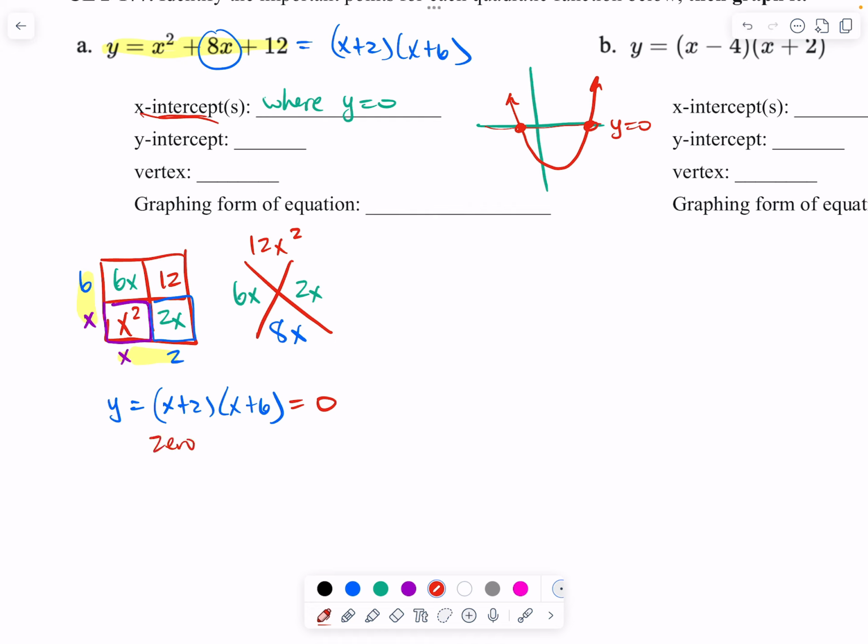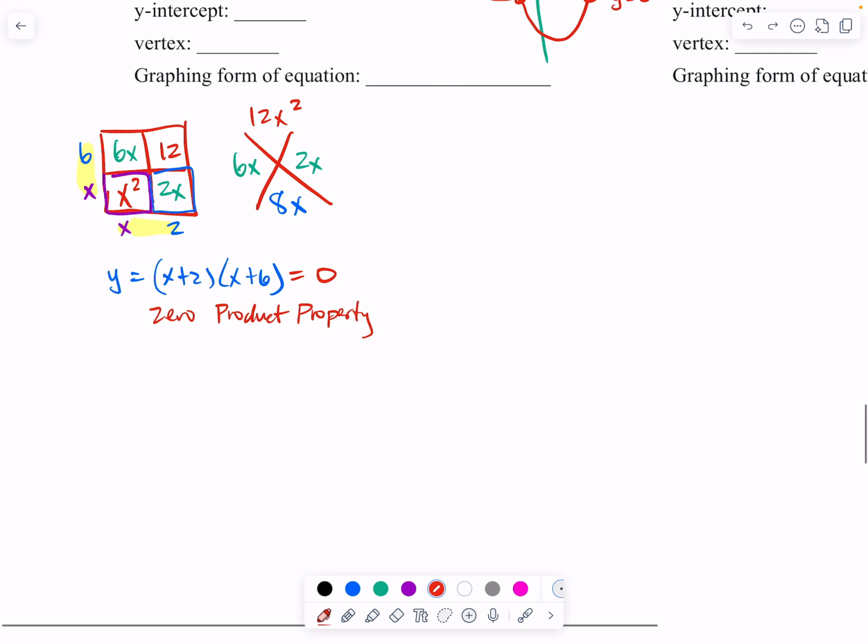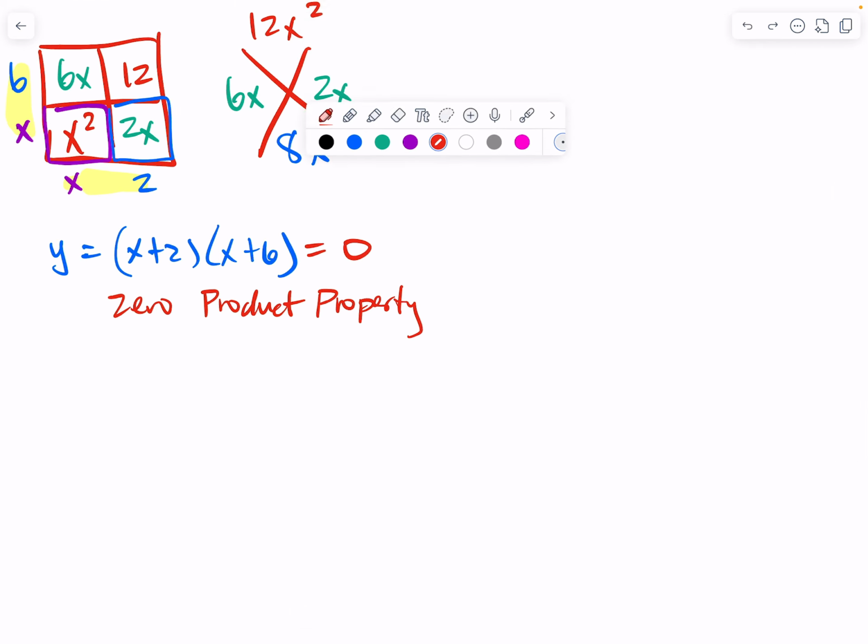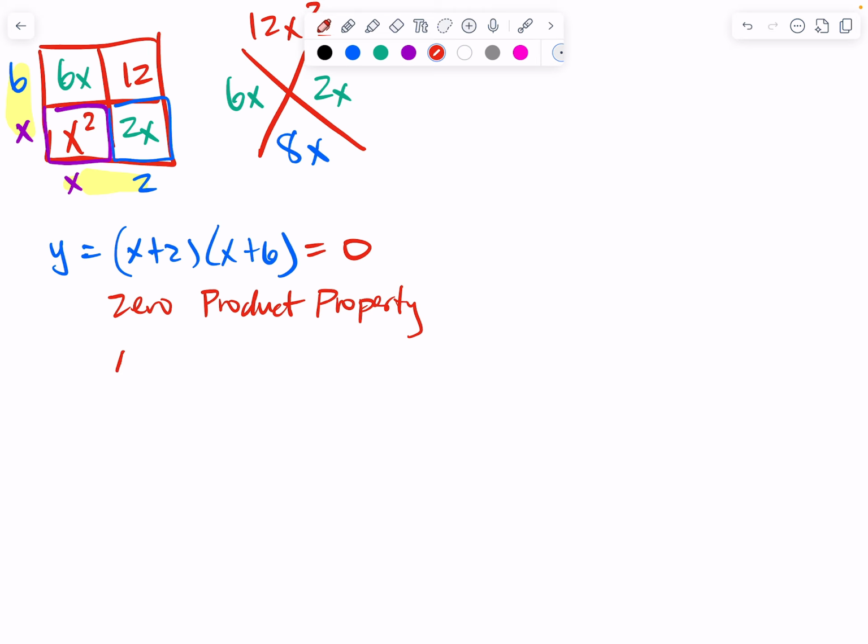So zero product property says that if two things, thing 1 and thing 2, are multiplying together to equal 0, then either the first thing is equal to 0 or the second thing is equal to 0 or both of them are equal to 0, because that's the only way that things can multiply to 0. So then I can say, oh, okay, well then this means that either x plus 2 is equal to 0 or x plus 6 is equal to 0 because of the zero product property.